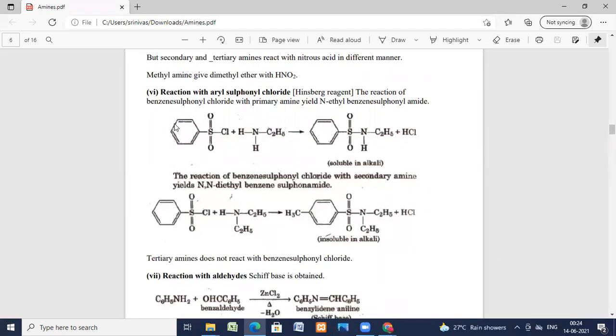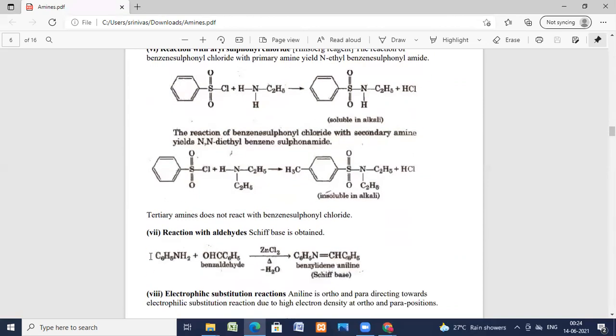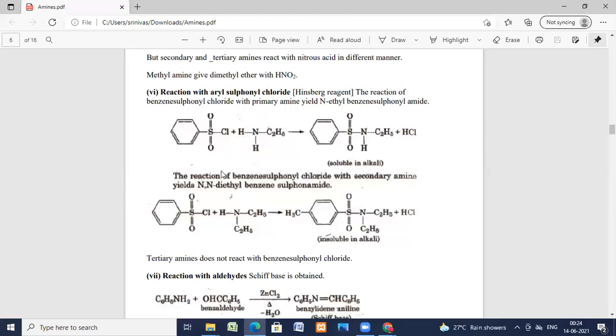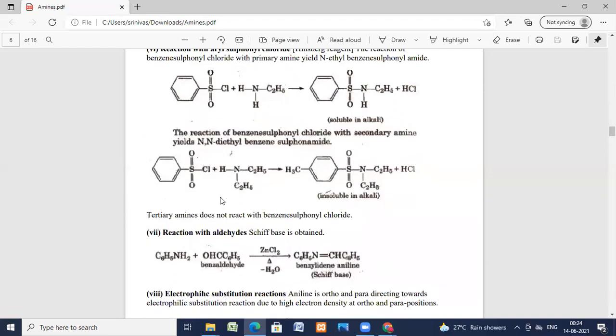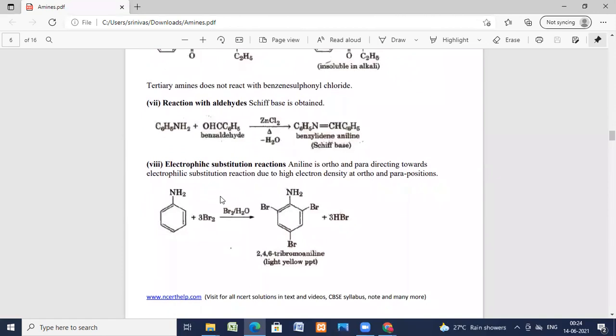Now, the separation reaction, a very important reaction: amines on reaction with benzene sulfonyl chloride. The primary will react with both alkali and benzene sulfonyl chloride. The secondary will react only with benzene sulfonyl chloride and doesn't react with alkali. And tertiary does not react with benzene sulfonyl chloride. These are the reactions of benzene sulfonyl chloride with amines. So this is how we can distinguish the primary, secondary, and tertiary amines.